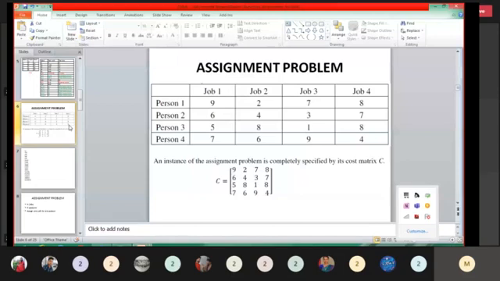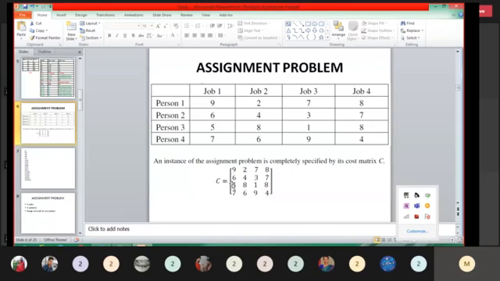Now, this matrix is called the cost matrix, C, right? C is equivalent to the cost matrix. So just write first in the matrix, the first row: 9, 2, 7, 8. Next is 6, 4, 3, 7. Next is 5, 8, 1, 8. Next is 7, 6, 9, 4. Okay, this is called the cost matrix.